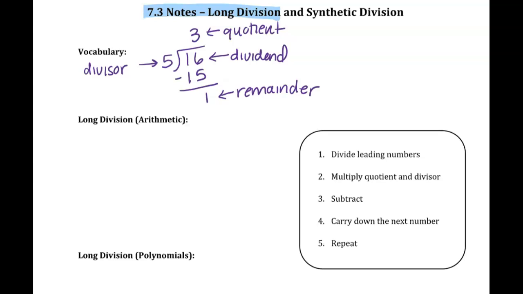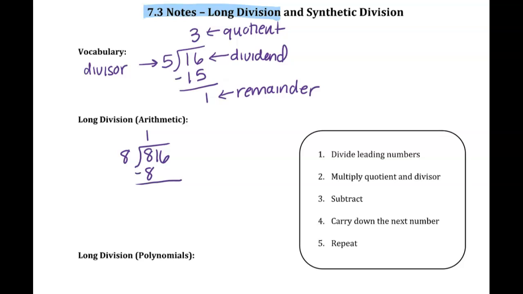It's not too important. So now, let's do a long division problem with arithmetic just to see the steps. So if we're doing 816 divided by 8, the first thing we do is divide the leading numbers. So meaning 8 times what equals 8? 8 times 1 equals 8 exactly.